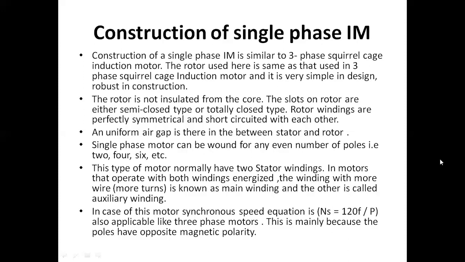So the main winding will be there and the auxiliary winding will be used to generate the starting torque. In case of this motor, the synchronous speed equation Ns = 120f/P is also applicable like a three-phase motor. This is mainly because the poles have opposite magnetic polarity. Clear? So this is all about the introduction of the single phase induction motor and the construction of the single phase induction motor.